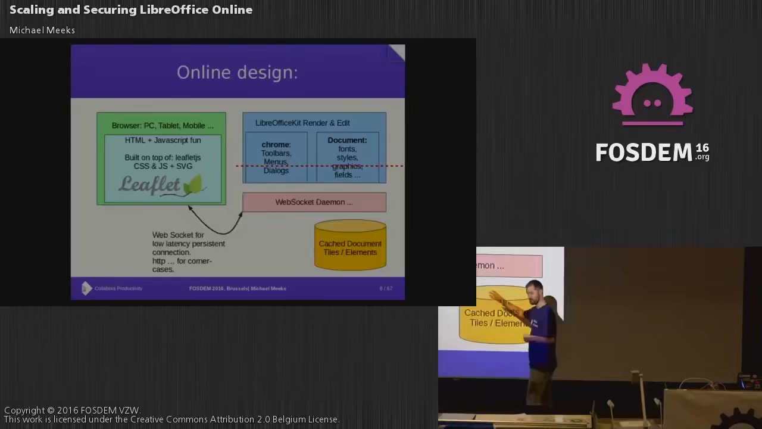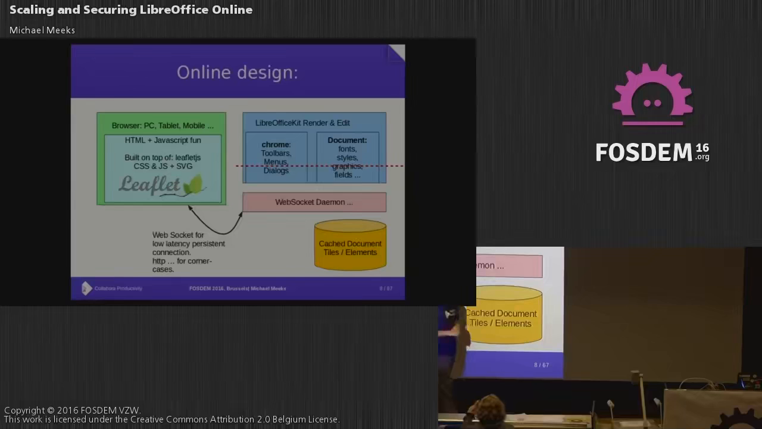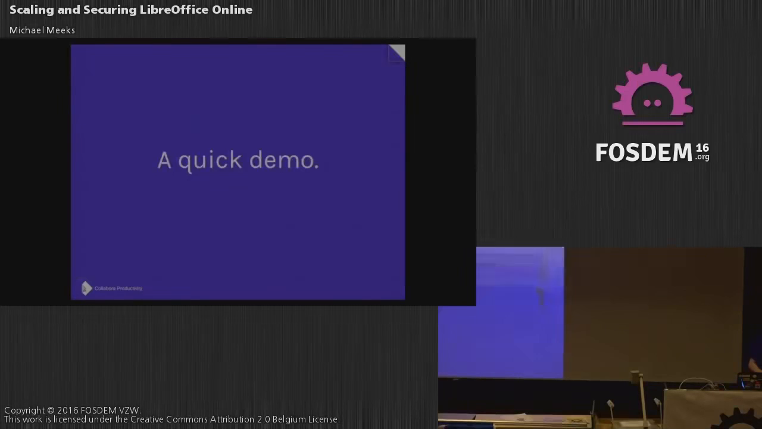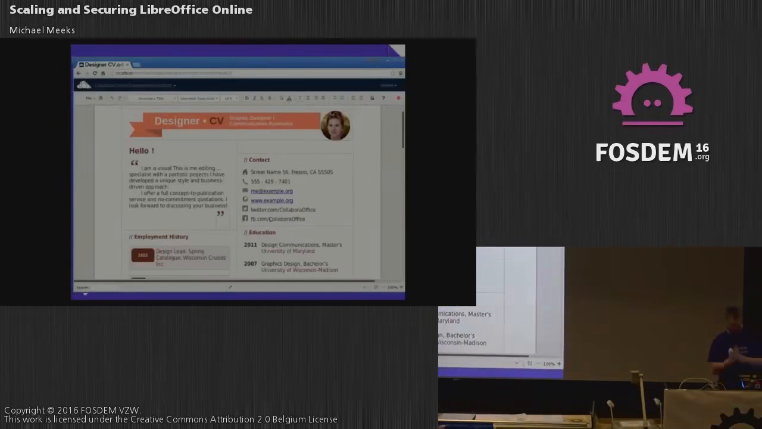So how does it all work? Well, I pointed out this slide before. Of course, there's a client as well. So this is running in your browser, on your PC, or your touchy tablet, or whatever it is. And there's a chunk of HTML and JavaScript there, and it's built on top of Leaflet, which is a mapping widget. And Leaflet have a nice logo like this. And so we have a WebSocket between the two, which gives us very low latency, which is very nice, and a nice persistent connection. But sadly, we need HTTP as well for various corner cases of downloading things that browsers like to have as HTTP, which is a shame.